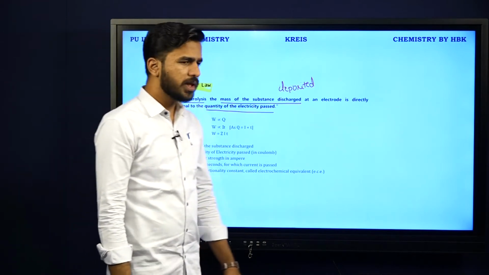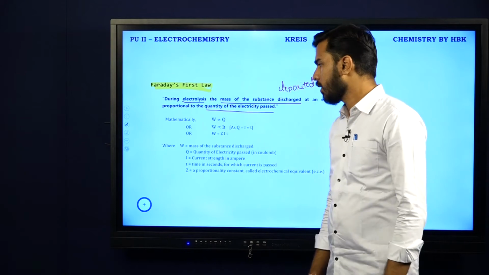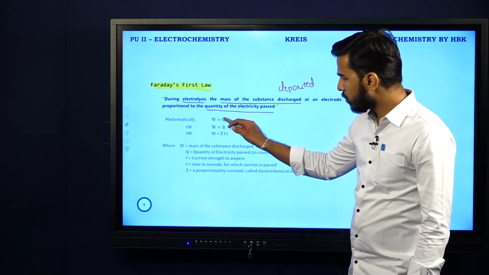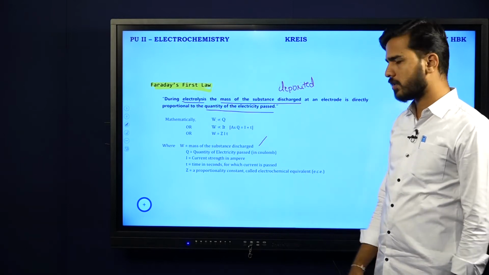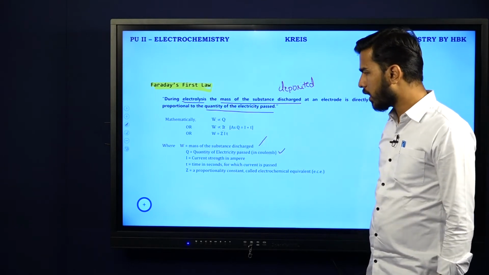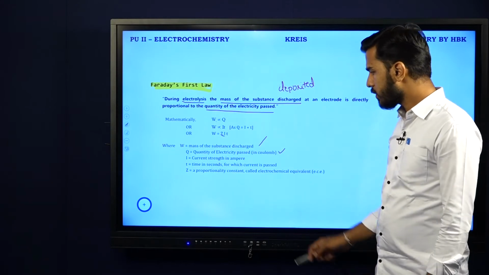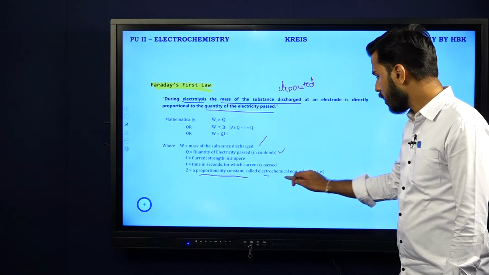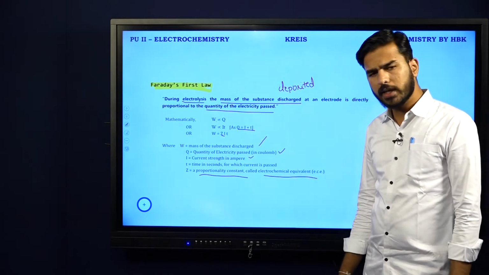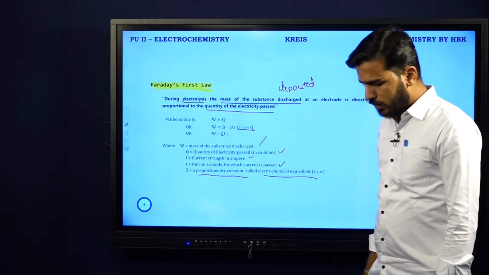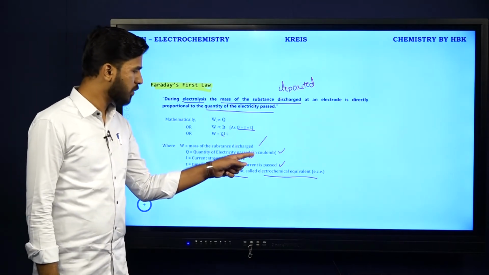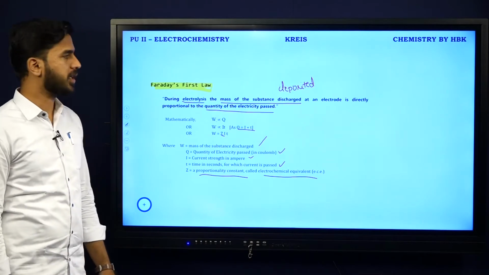Faraday's first law states that during electrolysis, the mass of the substance deposited is directly proportional to the quantity of electricity passed. Therefore, mathematically W is proportional to Q, where W is the mass of the substance discharged and Q is the quantity of electricity passed. To remove the proportionality, I introduce Z, where Z is a proportionality constant called electrochemical equivalent. But we know that Q = I × t, where I is current in ampere and t is time in seconds. Therefore, the expression for Faraday's first law is W = Z × I × t, from W proportional to Q. This is Faraday's first law.